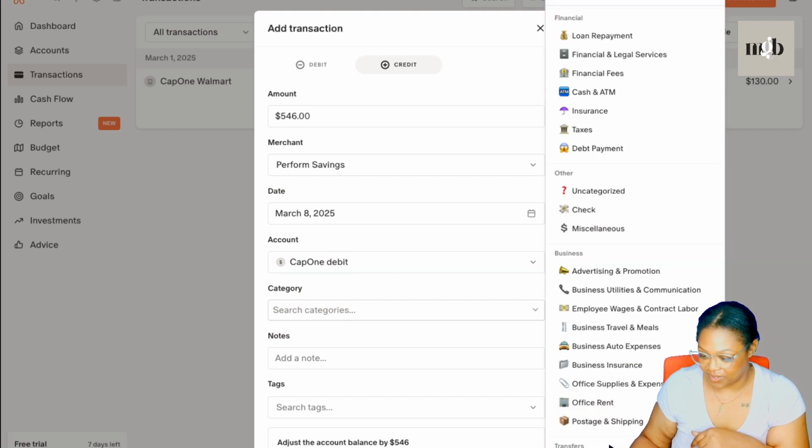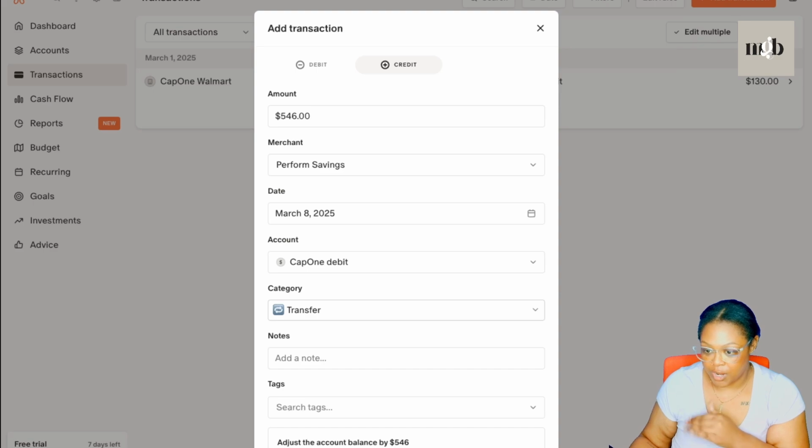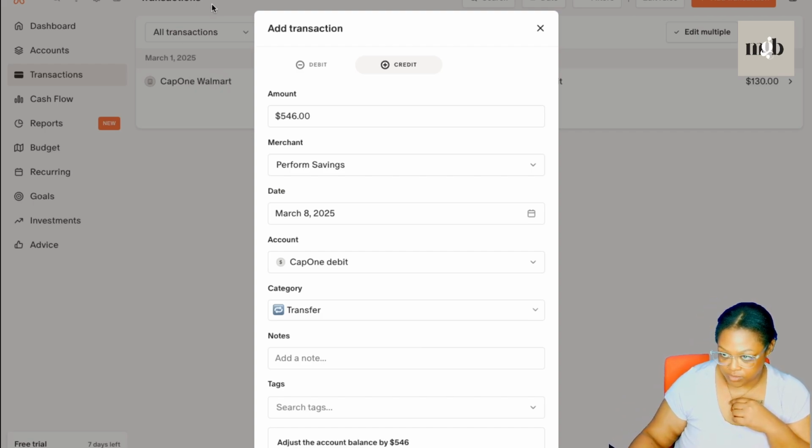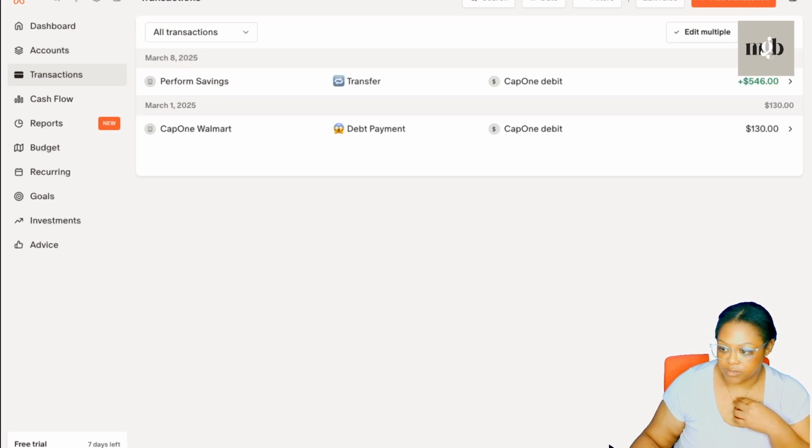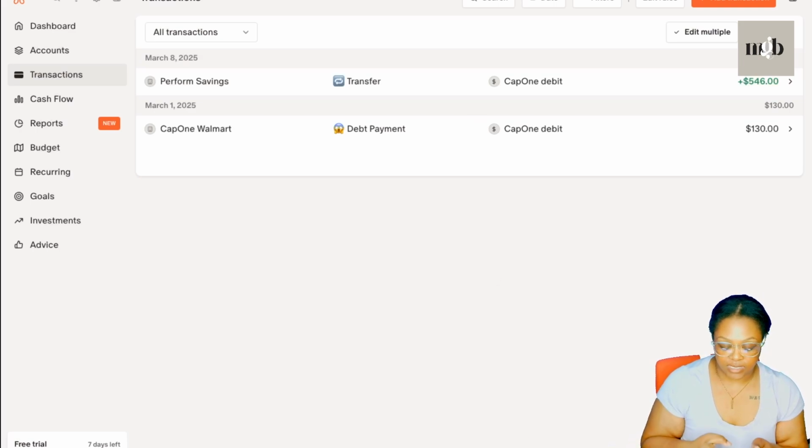My category, I'm gonna go transfer, because since this is a credit, I'm not gonna say that it was a debt payment, even though it really was. I'm gonna recognize the debits as payments, as they should be, and the credits as transfers. Yeah, as transfers. And then adjust the account balance by 546, period, because we want it to go up by 546. Okay, but my goal is to get this to 662.56. So all my transactions as I go through should equal that. So let's see what it do.